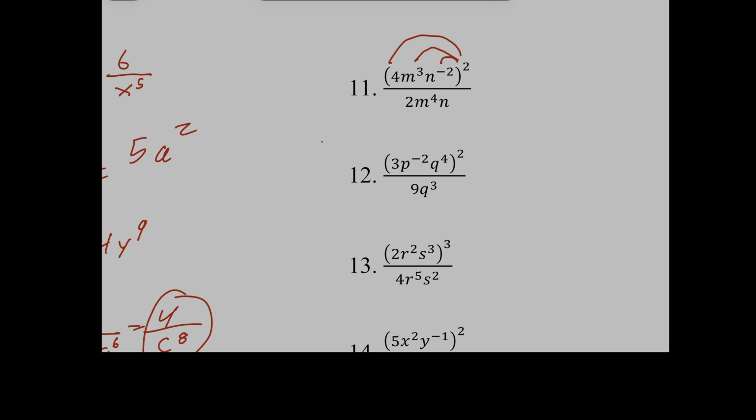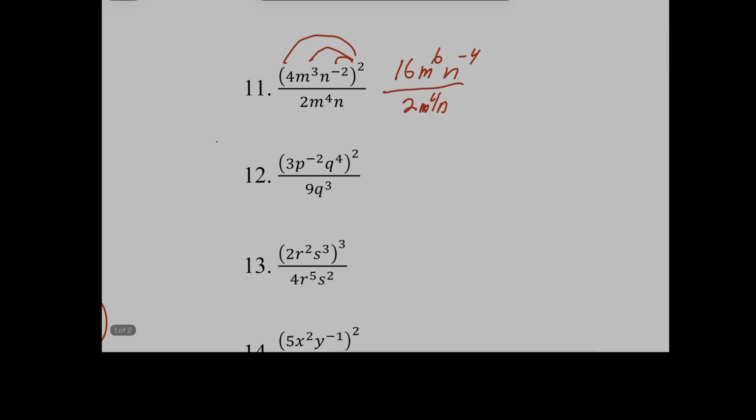Number 11, I've got to square everybody in here. So 4 squared is 16. m to the 3rd to the 2nd, we multiply that, and we get 6. n to the negative 2 squared, we multiply that, and we get n to the negative 4, over 2m to the 4th n. All right? And so when we do that, 16 divided by 2 is 8. 6 on top, 4 on bottom on my m's, so I'm left with 2 on top. Ooh, my n, I really got to move that to the bottom side.